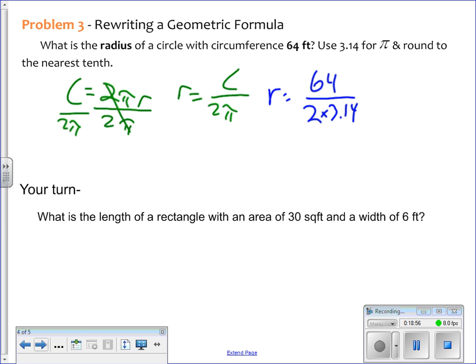It says round to the nearest tenth. So r equals 10.19, so that rounds off to 10.2 feet. My units are feet. Okay.